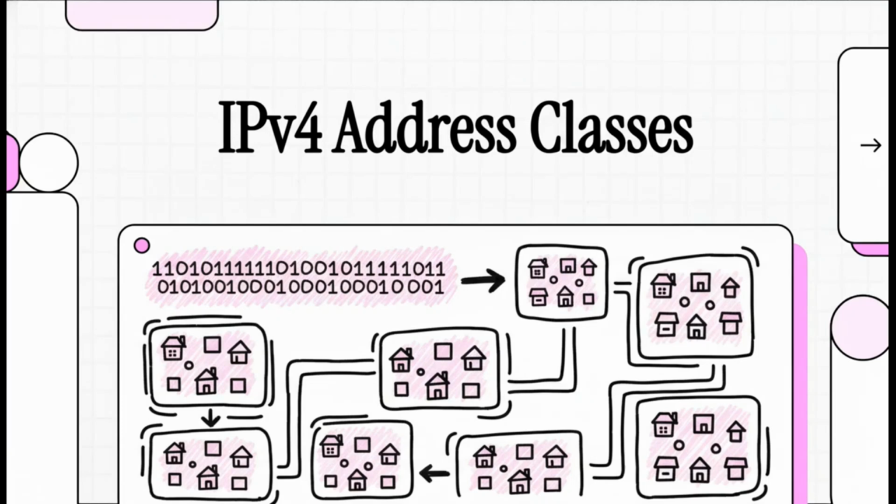All right, let's pull back the curtain on one of the internet's oldest organizing principles, IPv4 address classes. You can think of them as the internet's original neighborhoods, each one with its own very distinct character. So let's dive right in.